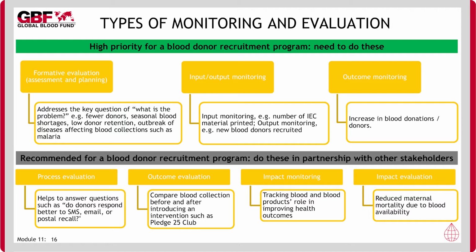Ideally, there will be a control group that did not participate in the intervention being evaluated so that the impact of environmental factors can be discounted. Impact monitoring generally involves tracking blood and blood product supplies over time at a district, provincial, regional, or national level. Impact evaluation is used to establish a causal link between the recruitment program and outcomes, reaching beyond those specifically targeted by activity. Examples might include impacts on maternal deaths, disease prevalence, or quality of life.